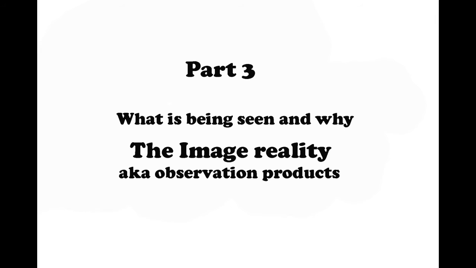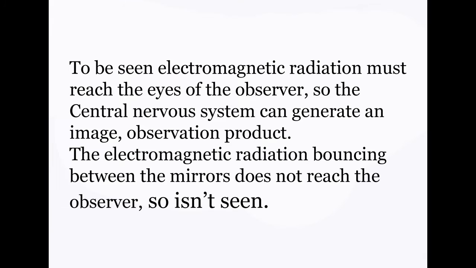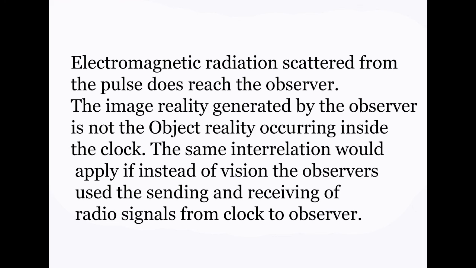Now let's consider what is seen. Image reality. To be seen, electromagnetic radiation must reach the eyes of the observer, so the central nervous system can generate an image, observation product, or reach the photoreceptors of a device used for observation. The electromagnetic radiation bouncing between the mirrors does not reach the observer, so isn't seen.